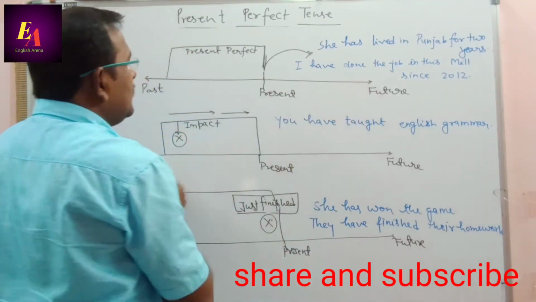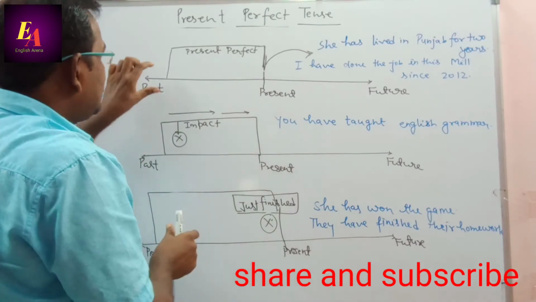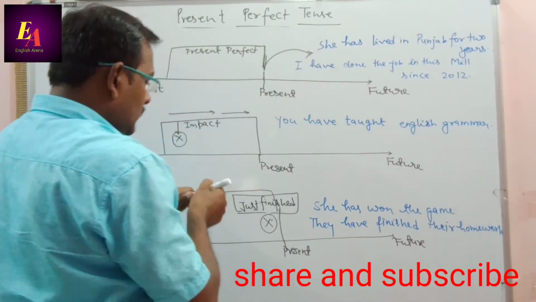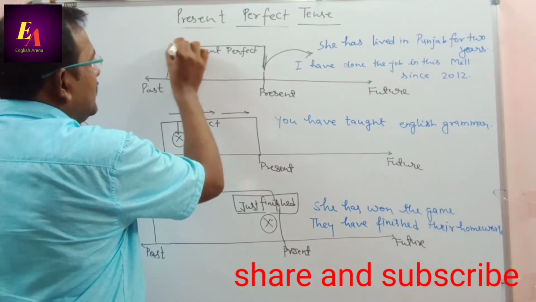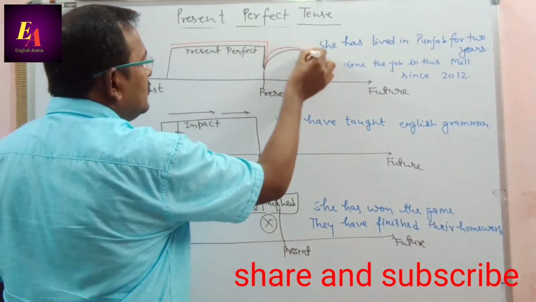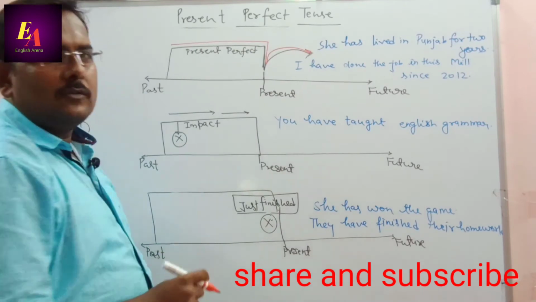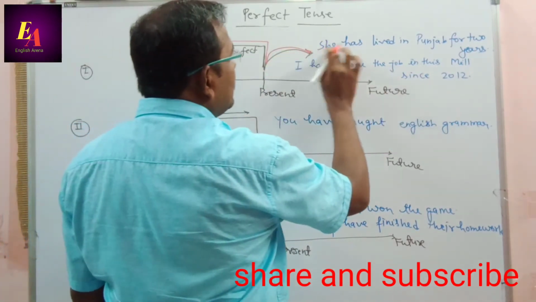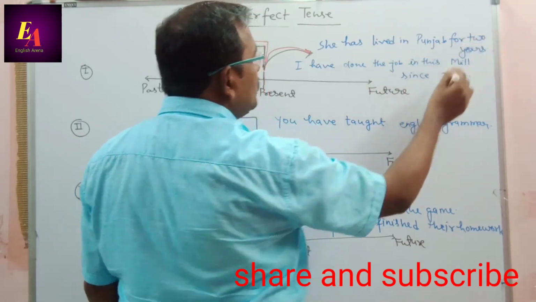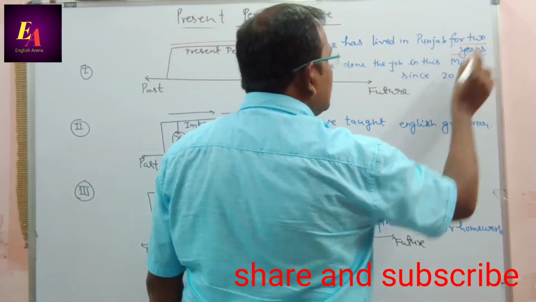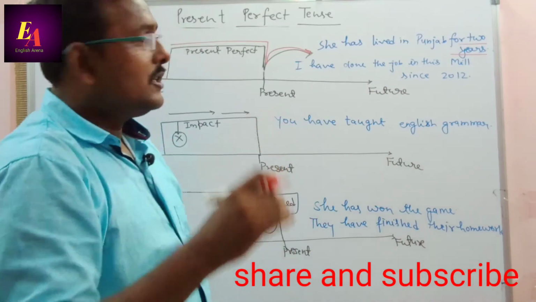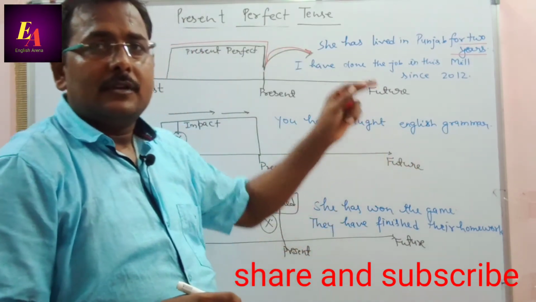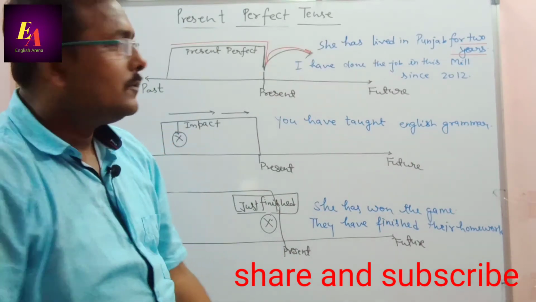This is the timeline. It means the action that started in past and is still continuing. You can look here. It is still continuing. That time we can use present perfect tense. Let's see some examples. She has lived in Punjab for 2 years. It means she has been living in Punjab from that time till now.